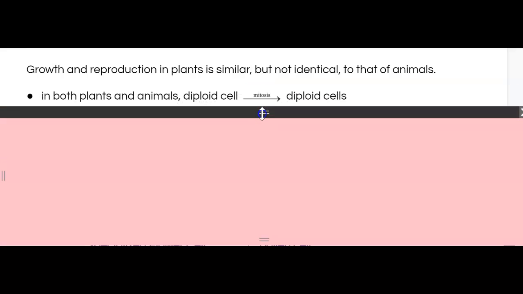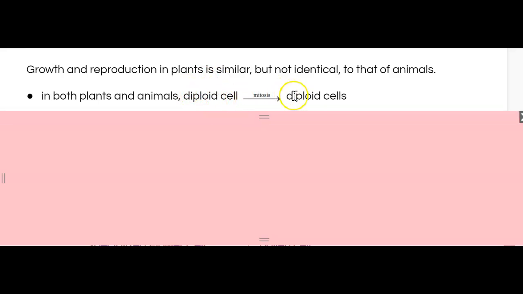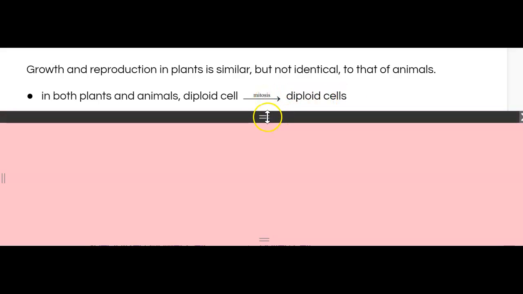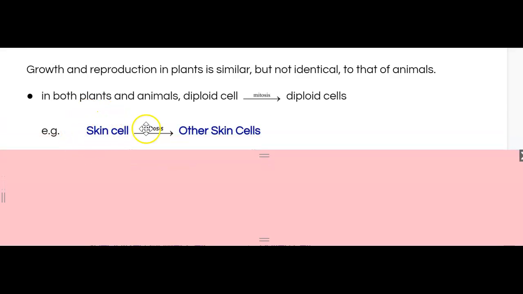So first of all, let's start out with some of the basics. In both plants and animals, a diploid cell can become another diploid cell through the process of mitosis. So a diploid cell can undergo cellular division by mitosis to produce other diploid cells. A good example would be a skin cell. That skin cell can become another skin cell, and both will have the same number of chromosomes. You're starting out with a full complement because it's diploid, ending up with other skin cells that also have a full complement, and that happens by mitosis.